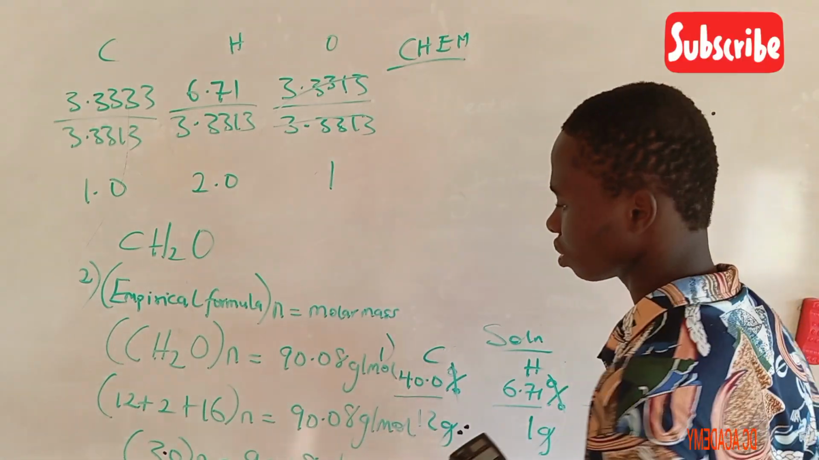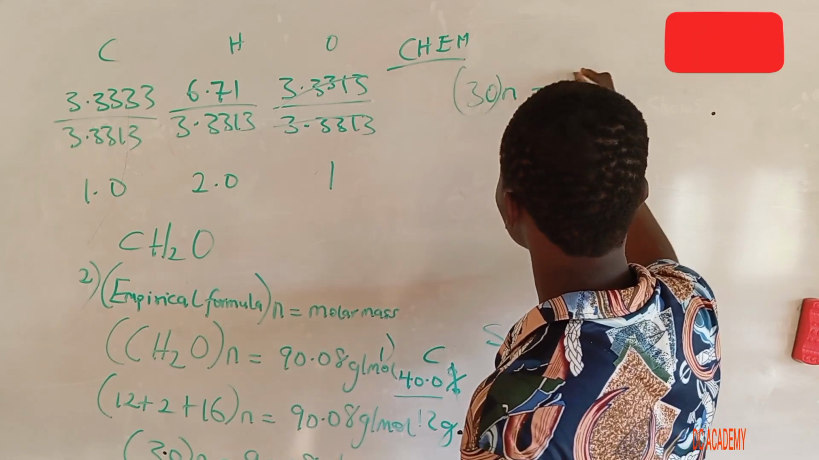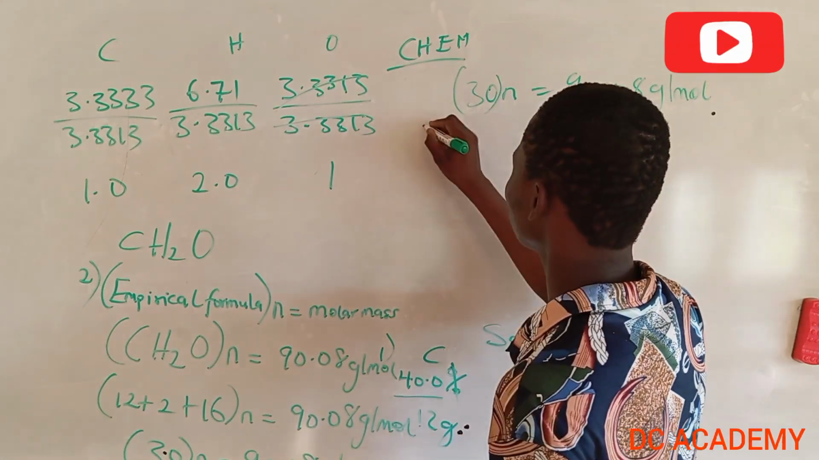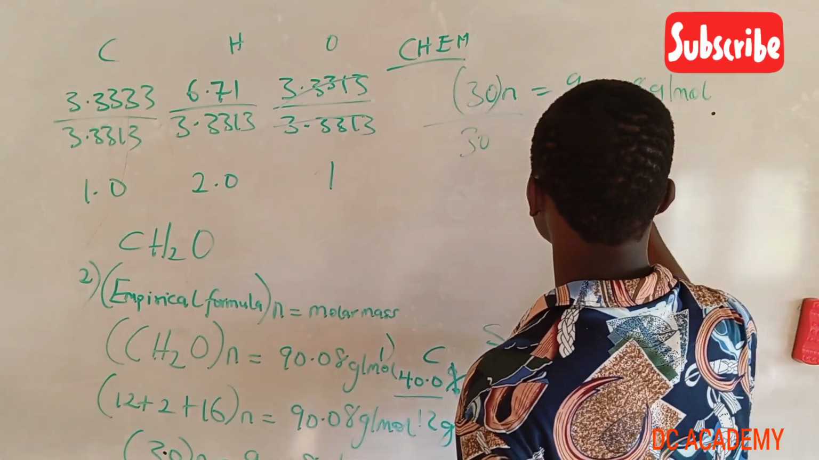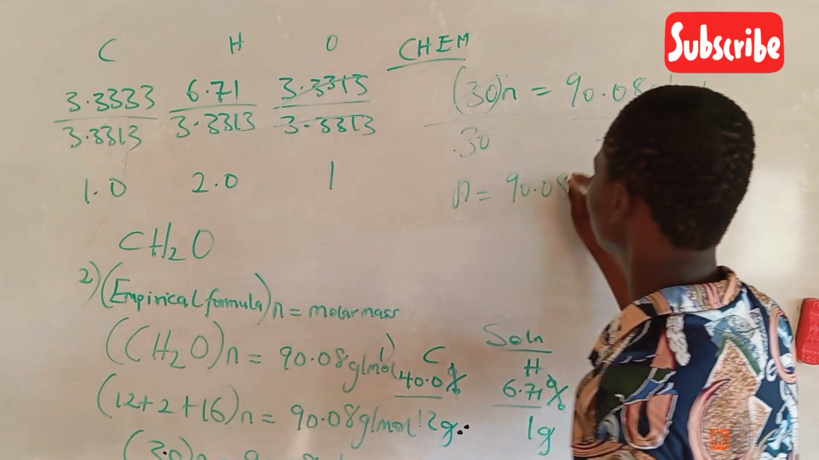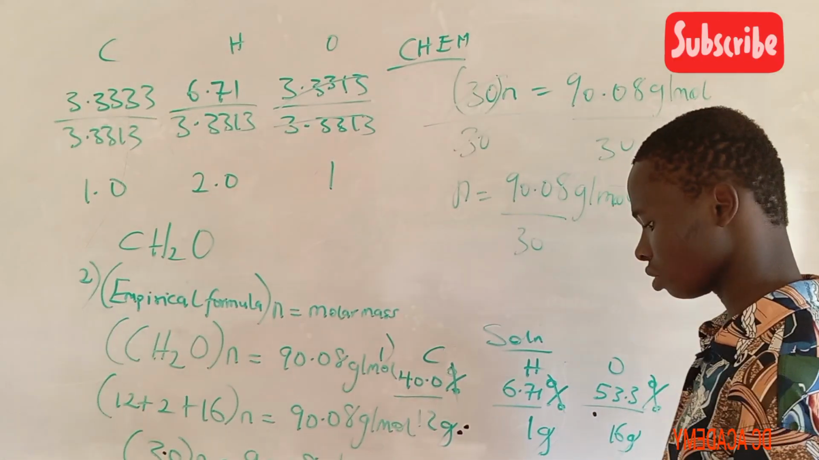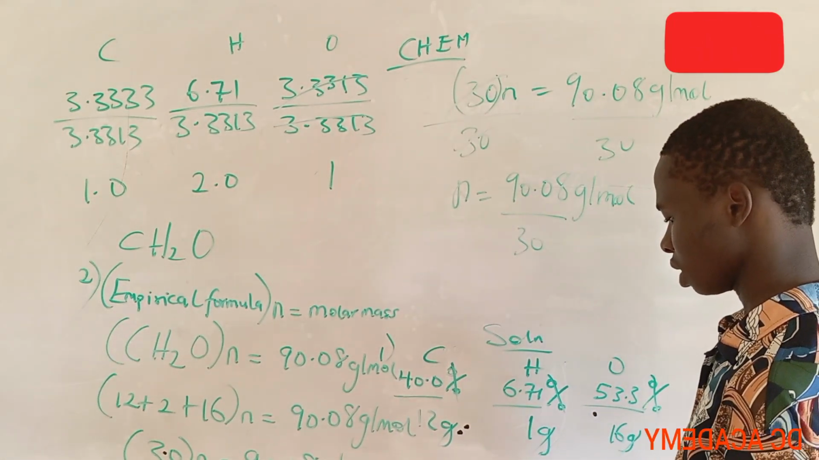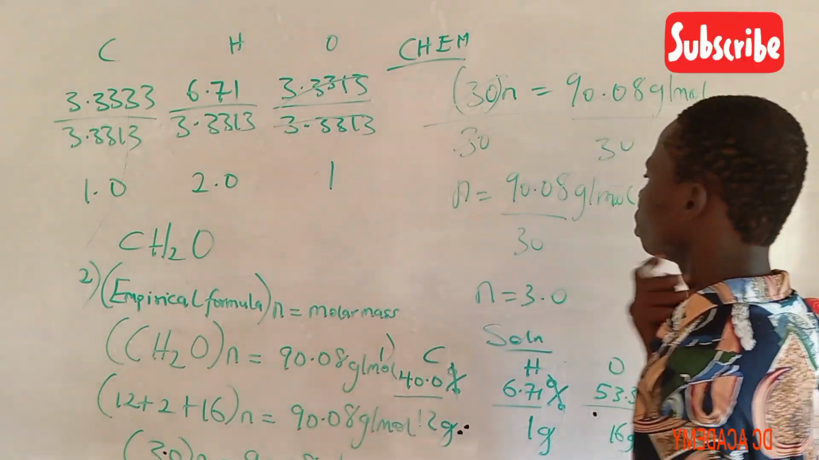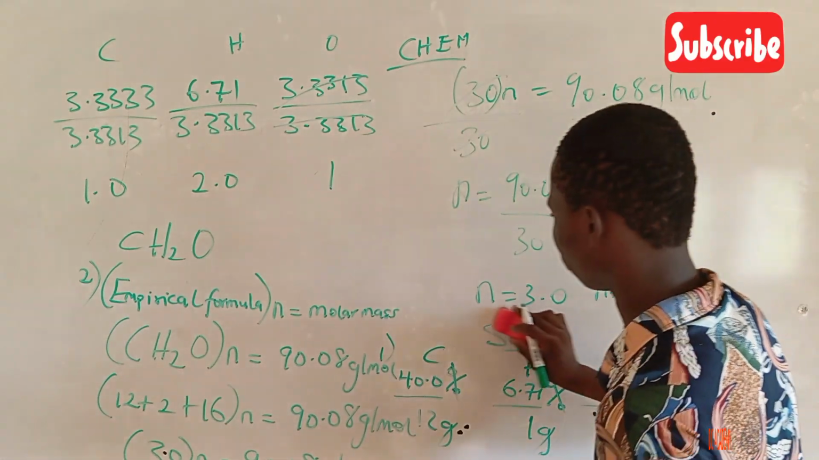Now, upon this, we have 30n is equal to 90.08 gram per mole. We have n to be 90.08 gram per mole, all divided by 30. And upon division, 90.08 divided by 30, we have n equals 3.0. That means our n is actually 3.